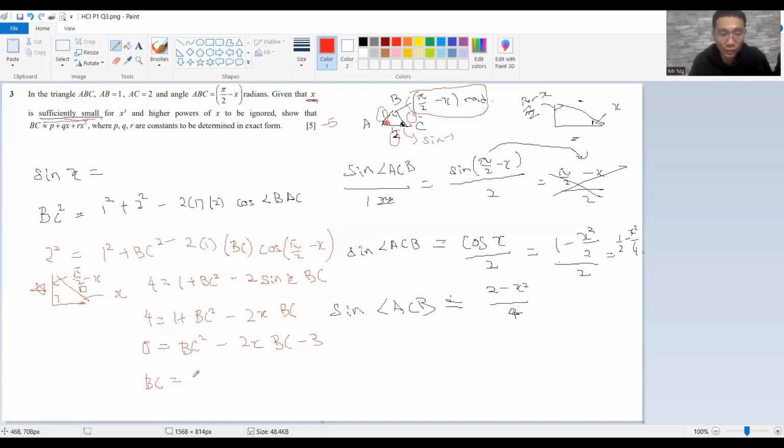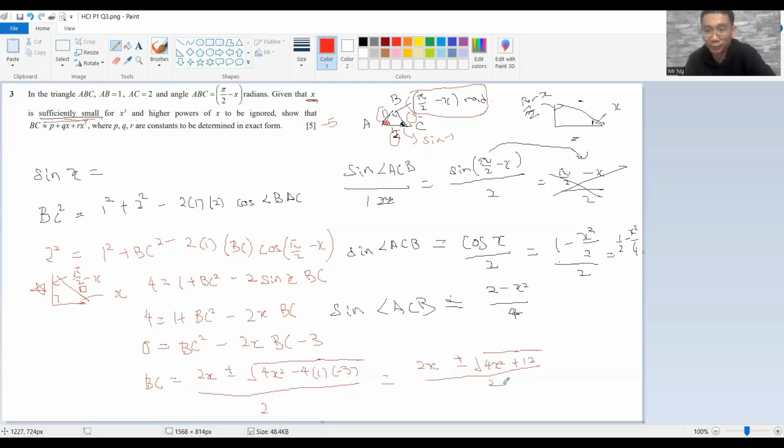So now it's negative b plus minus square root of b square minus 4ac, over 2a, so 2 times 1. So it's equal to 2x plus minus square root of 4x squared plus 12, divided by 2.